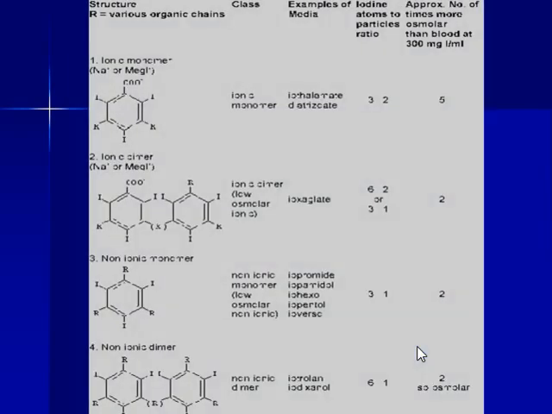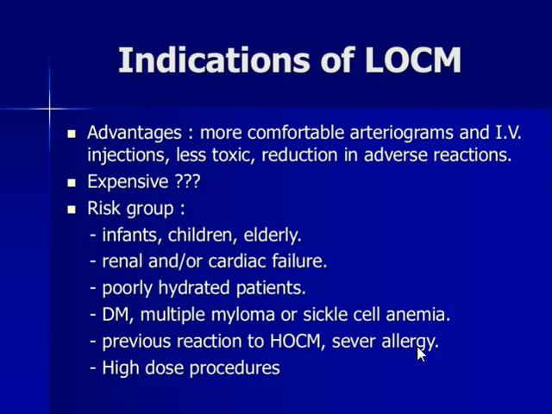This is a diagram of the chemical composition of the hyper, iso and low osmolar contrast media. I really don't care about it. It gives me a headache, so I just put it for demonstration purposes. So what are the indications of low osmolar contrast media?